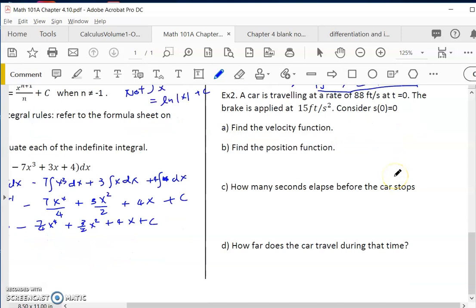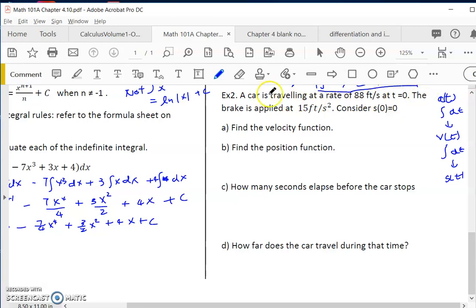The motion problem. Remember, if we have v of t, we can go back by doing an integral, and if we have a of t, we can go back too. So if I have a of t, I can do an integral dt, and it would give me v of t. And then if I do an integral dt, it would give me s of t. Because in the past, I did it with the derivative.